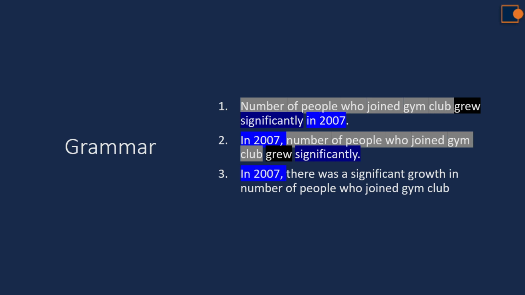So the time is not changed, but there is a big change here. Instead of the subject, the number of people who joined the gym club, we change it into "there was". What's "there was"? You already know "there is" is used to describe a certain situation if there is no subject. So in this case, there is no subject.